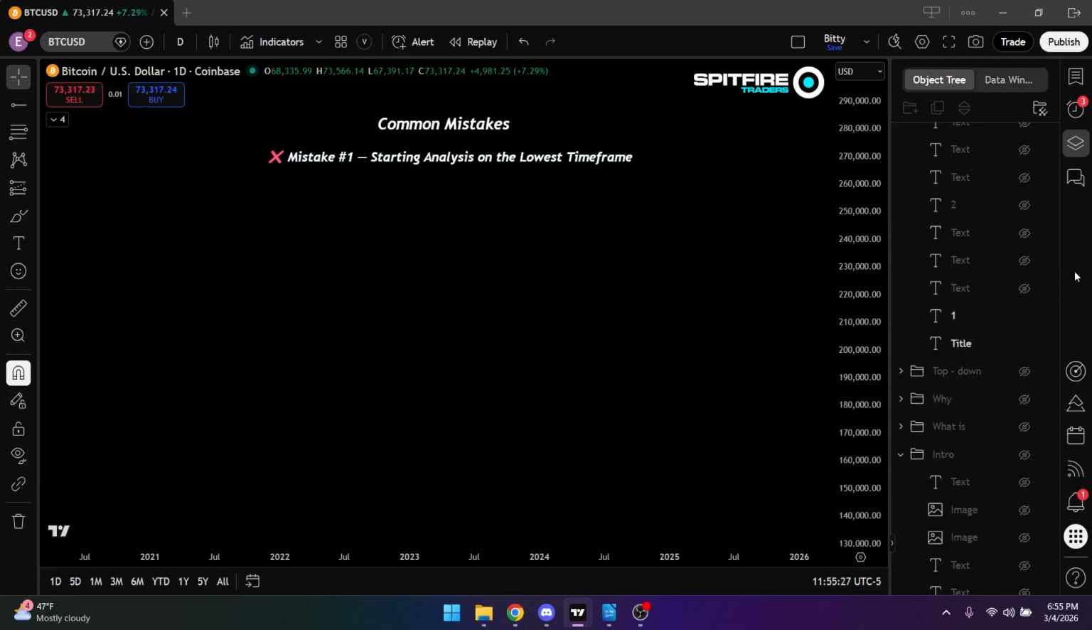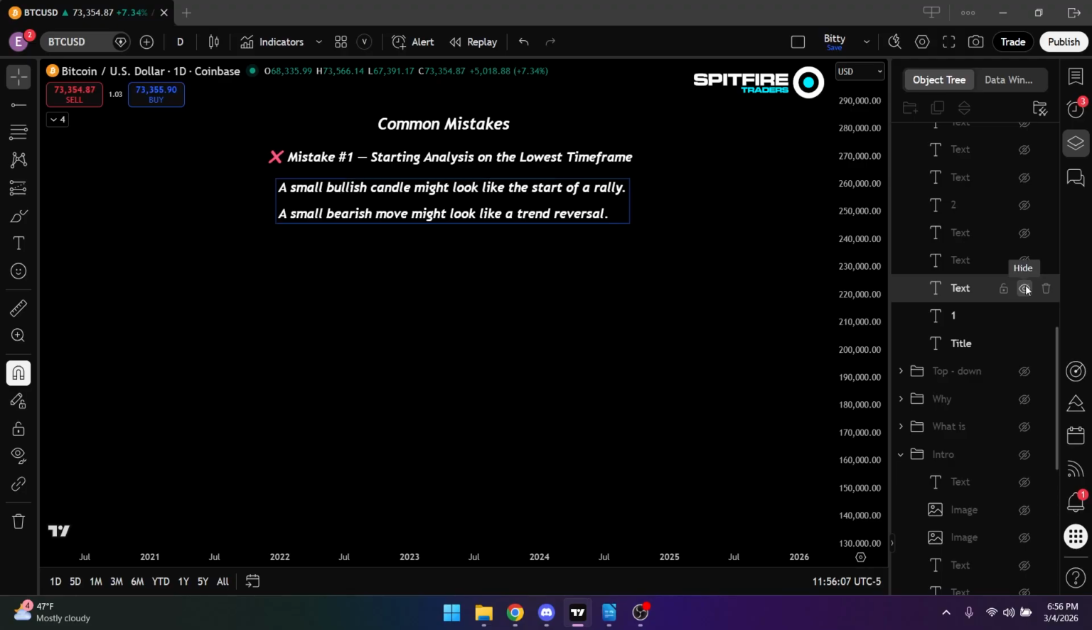Mistake number 1. Starting your analysis on the lowest time frame, on the 5-minute chart or even on the 1 minute. You open the chart, zoom into the smaller time frame, and immediately start looking for trades. The problem is that without higher time frame context, every move looks important. A small bullish candle might look like a trend reversal.